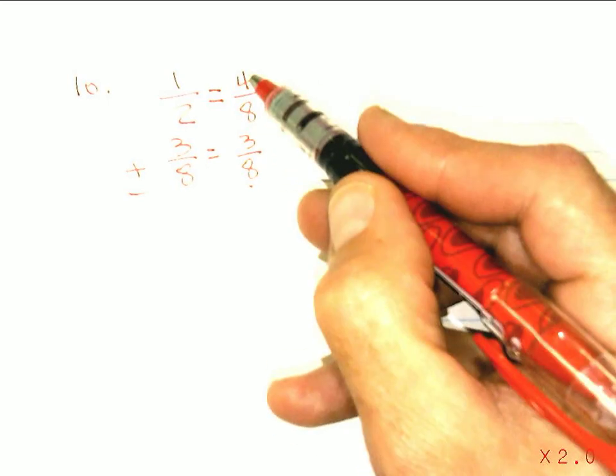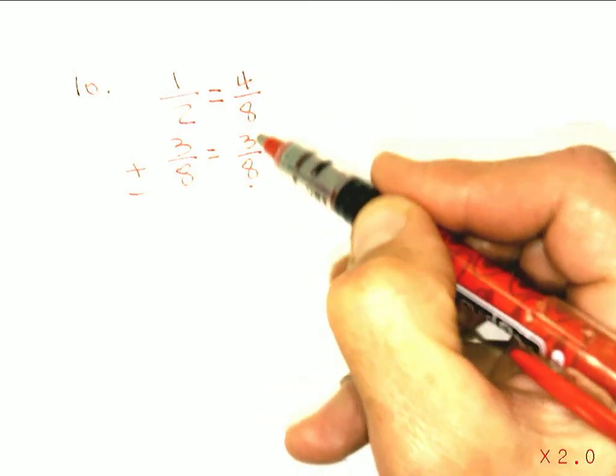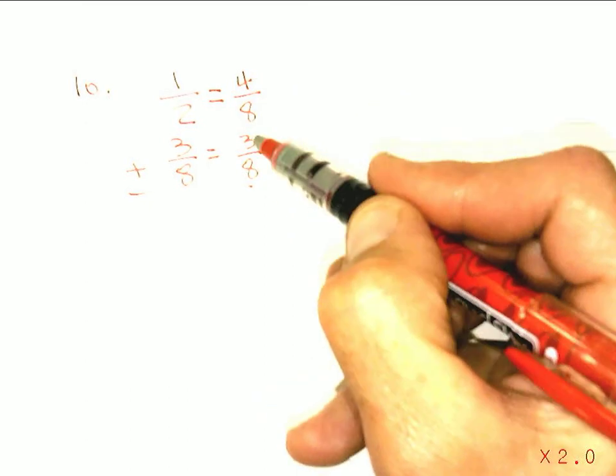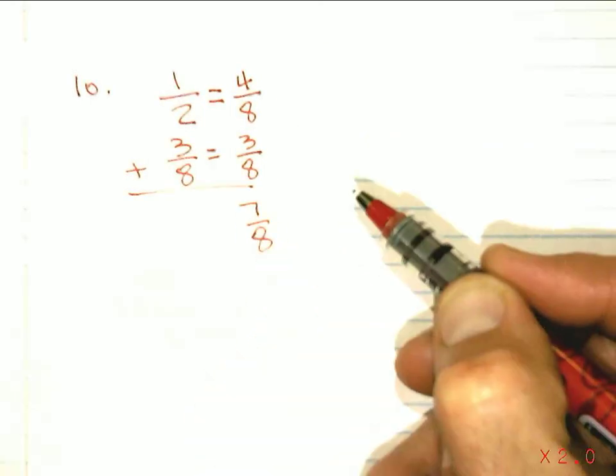And then I can simply add the numerators, and that's all you add. You don't add the denominators, the bottom numbers. You only add the top numbers. 4 and 3 gives me the 7/8.